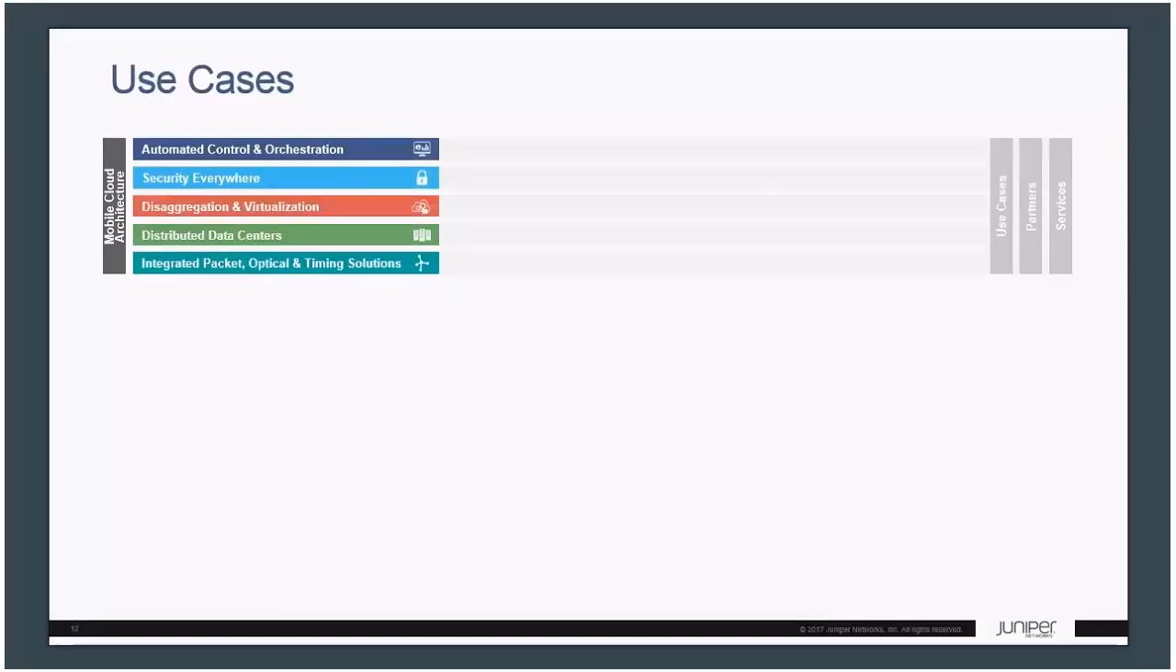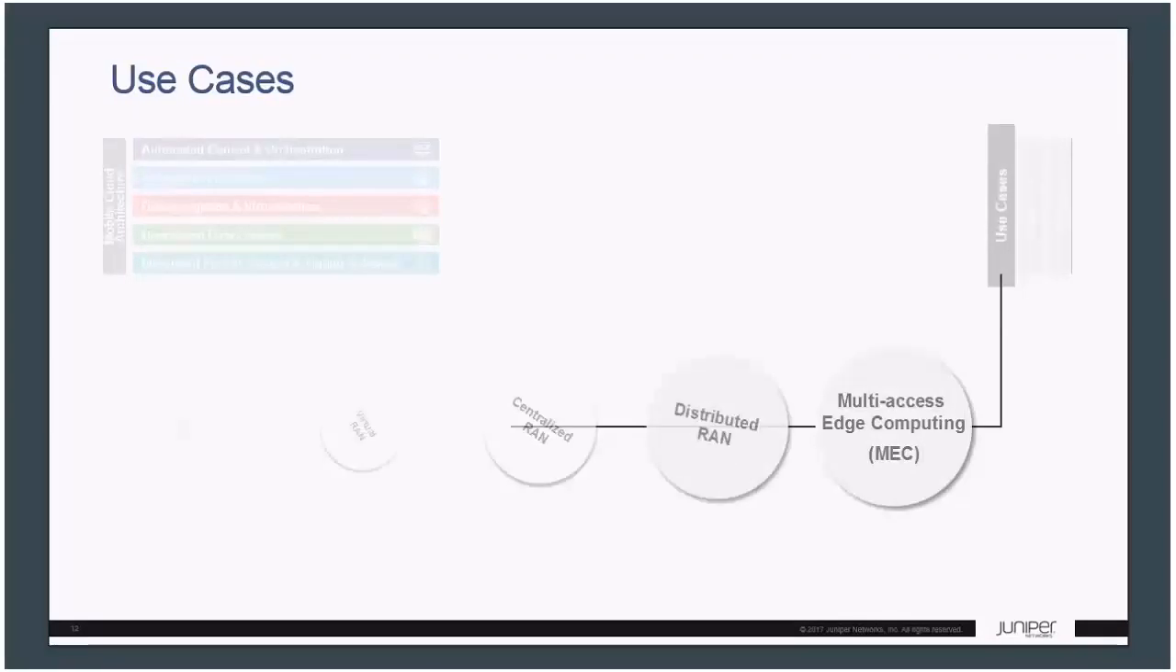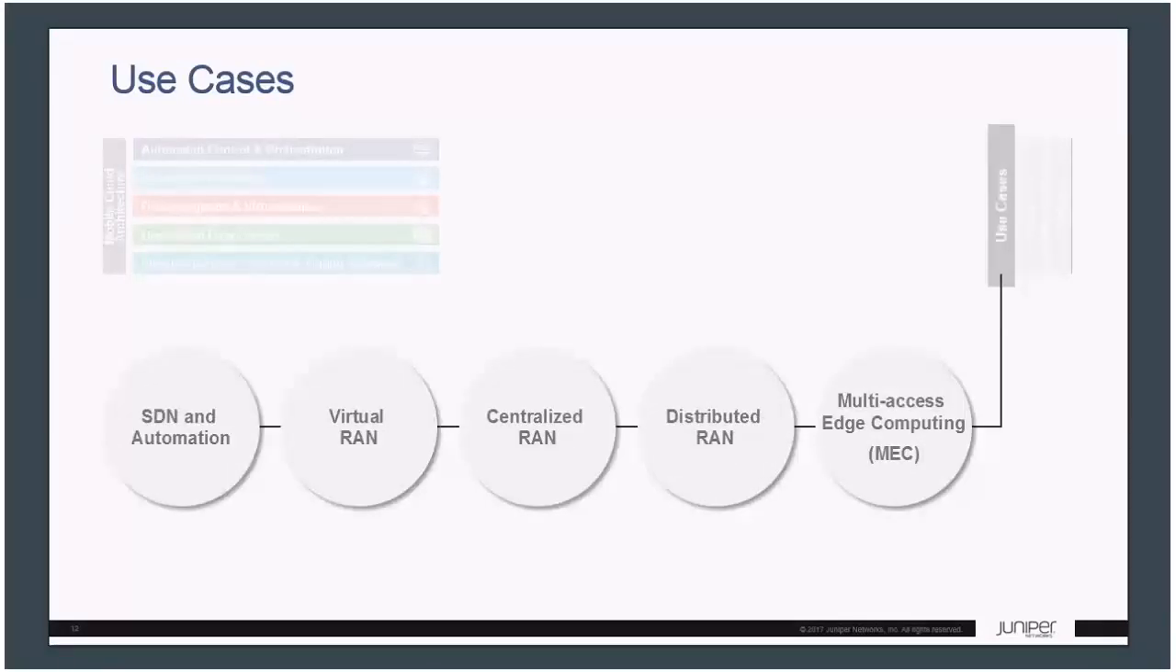So let's talk a little bit about use cases. Some of the key use cases you hear in the mobile industry today include, starting from the right side, MEC, mobile edge computing. As I mentioned previously, this was recently renamed by ETSI to capture the true meaning of it, which is that it also supports wireline access, now called multi-access edge computing. Distributed RAN, which is the predominant type of backhaul today.